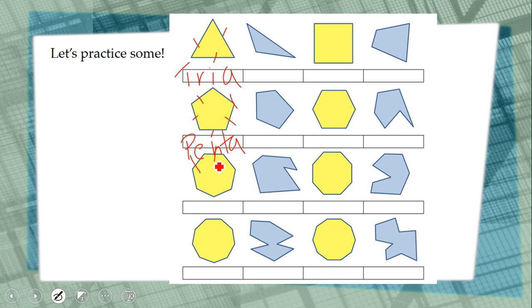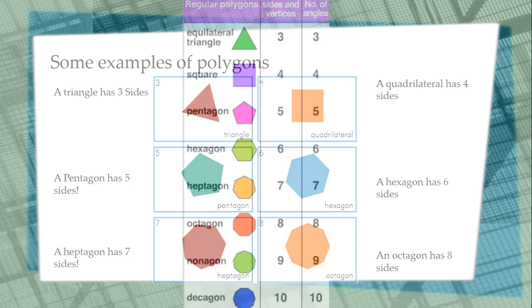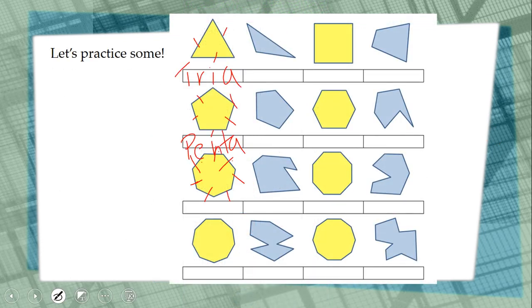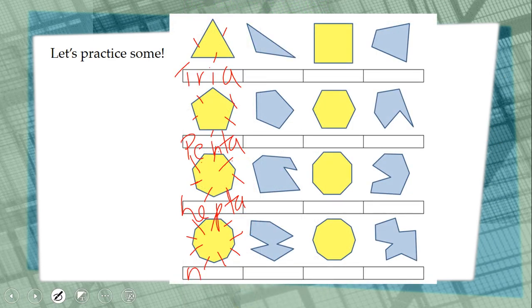Okay, what about this one? 1, 2, 3, 4, 5, 6, 7. Hold on. 7? 7. What's a 7-sided shape? If we go way back here, remember it's a heptagon. It's 7, so I'll put hepta. Okay, and then the last one, 1, 2, 3, 4, 5, 6, 7, 8, 9 sides. And that one is a nonagon. So I'll put nona. Okay?